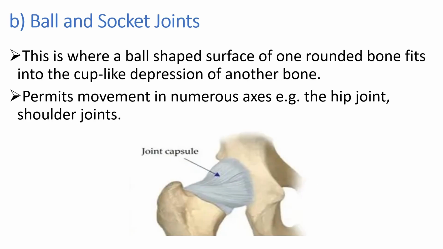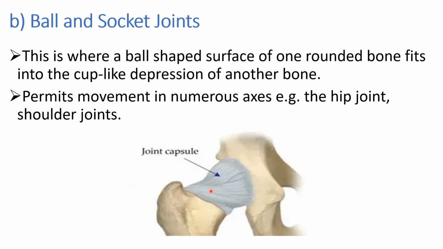Then we have number two, ball and socket joints. This is where a ball-shaped surface of one rounded bone fits into the cup-like depression of another bone. It permits movement in numerous axes. Examples include the hip joint and the shoulder joint. So this allows multi-axial movement in multiple directions. Here we have an example of a hip joint.